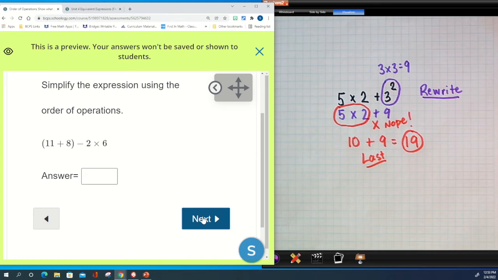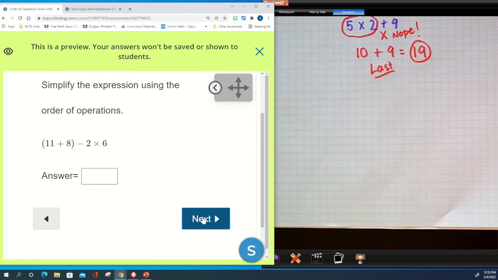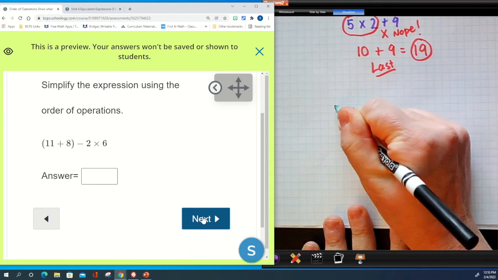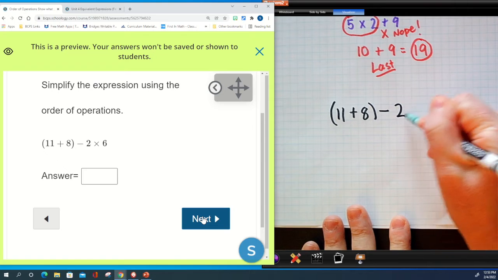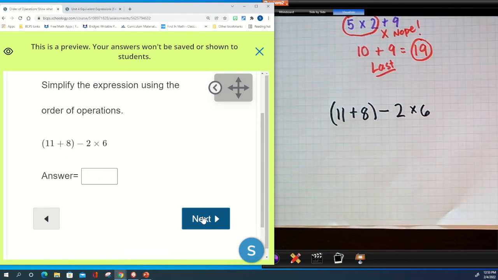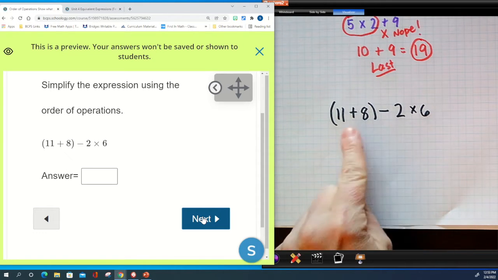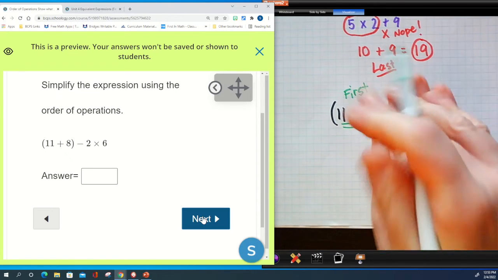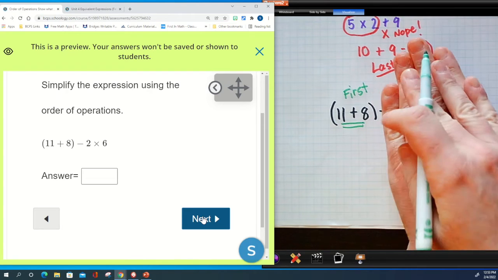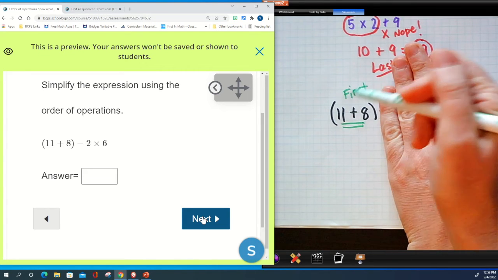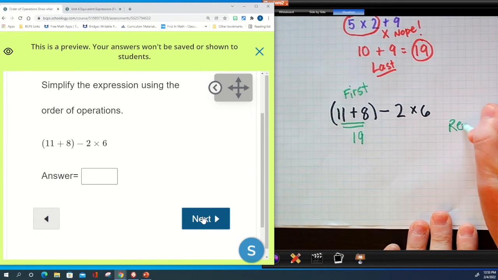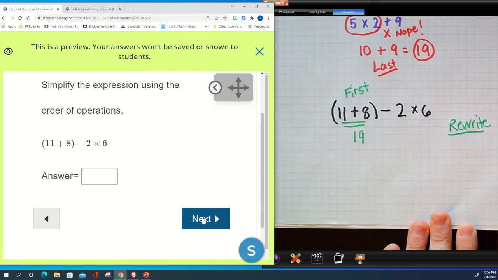All right, next question. Again, copy these down. 11 plus 8 in parentheses, minus 2 times 6. Okay, so this time we have some parentheses to worry about. I have 11 plus 8. I need to do this first. This is my first step. I don't care about anything else. I'm going to cover everything else up. All I care about is 11 plus 8. All right, 11 plus 8. That's 19. That's easy. I'm going to rewrite the entire problem. I'm not going to try to do this math in my head.